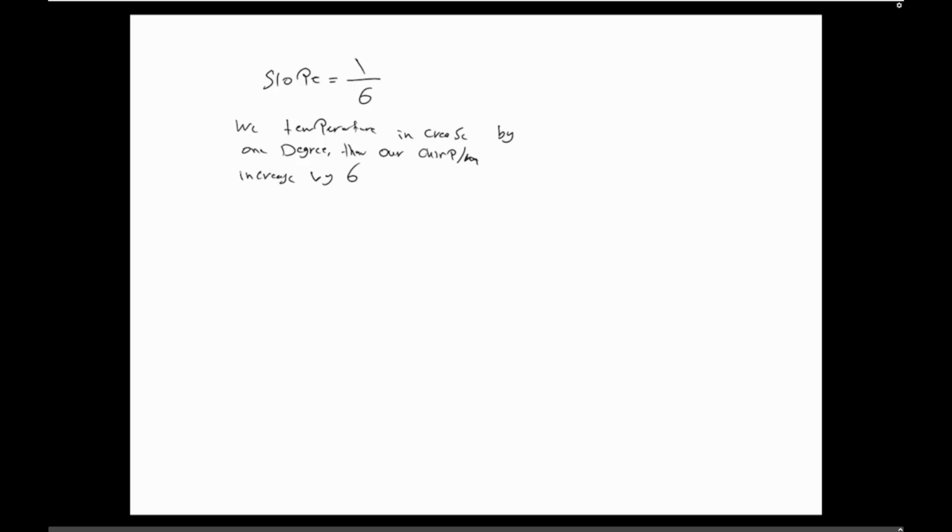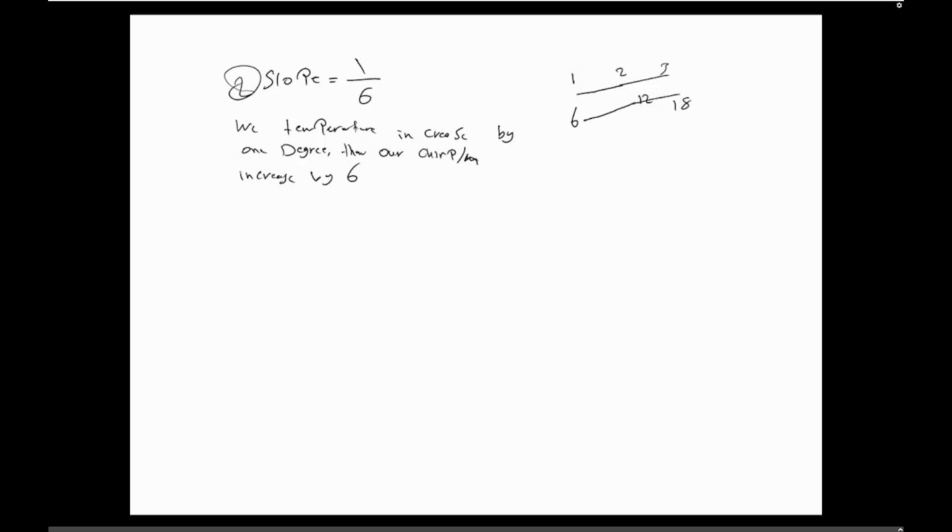So this is the rate of change. When the temperature increases by 1 degree, like from 1 to 2, then our chirps increase from 6 to 12. Same, if we go from 2 to 3, then we're going to go from 12 to 18. This is just an example. This is the way it works. This is the increase.